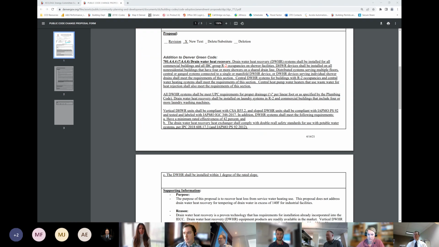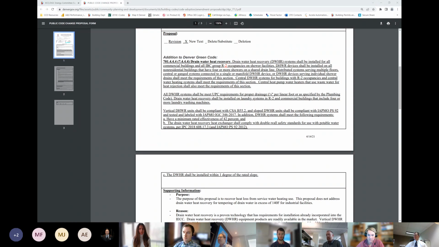There's also a requirement added here for installing heat recovery on laundry systems that include 4 or more laundry washing machines. These systems can be either vertical or horizontal in nature. I think the majority of them are vertical in nature due to ease of design and installation.